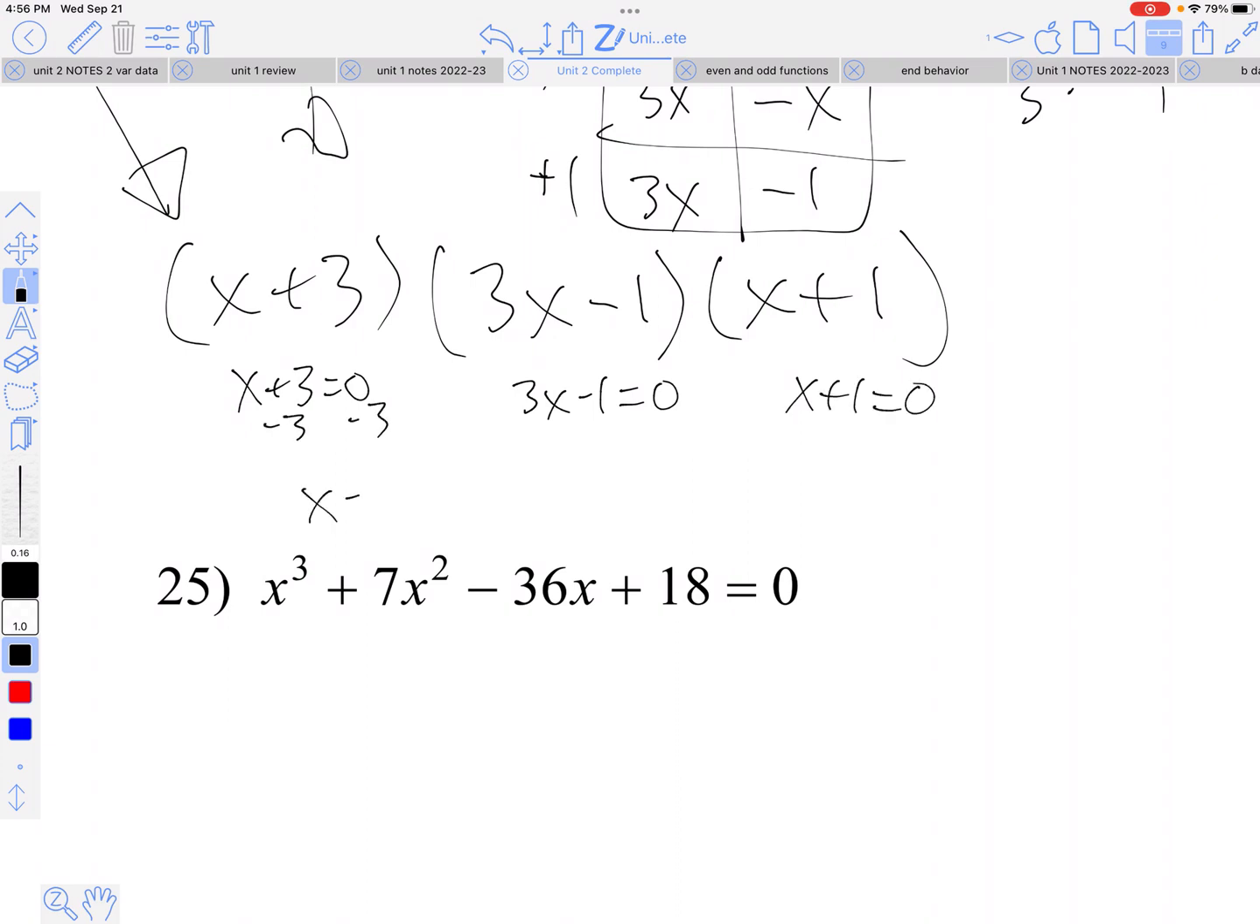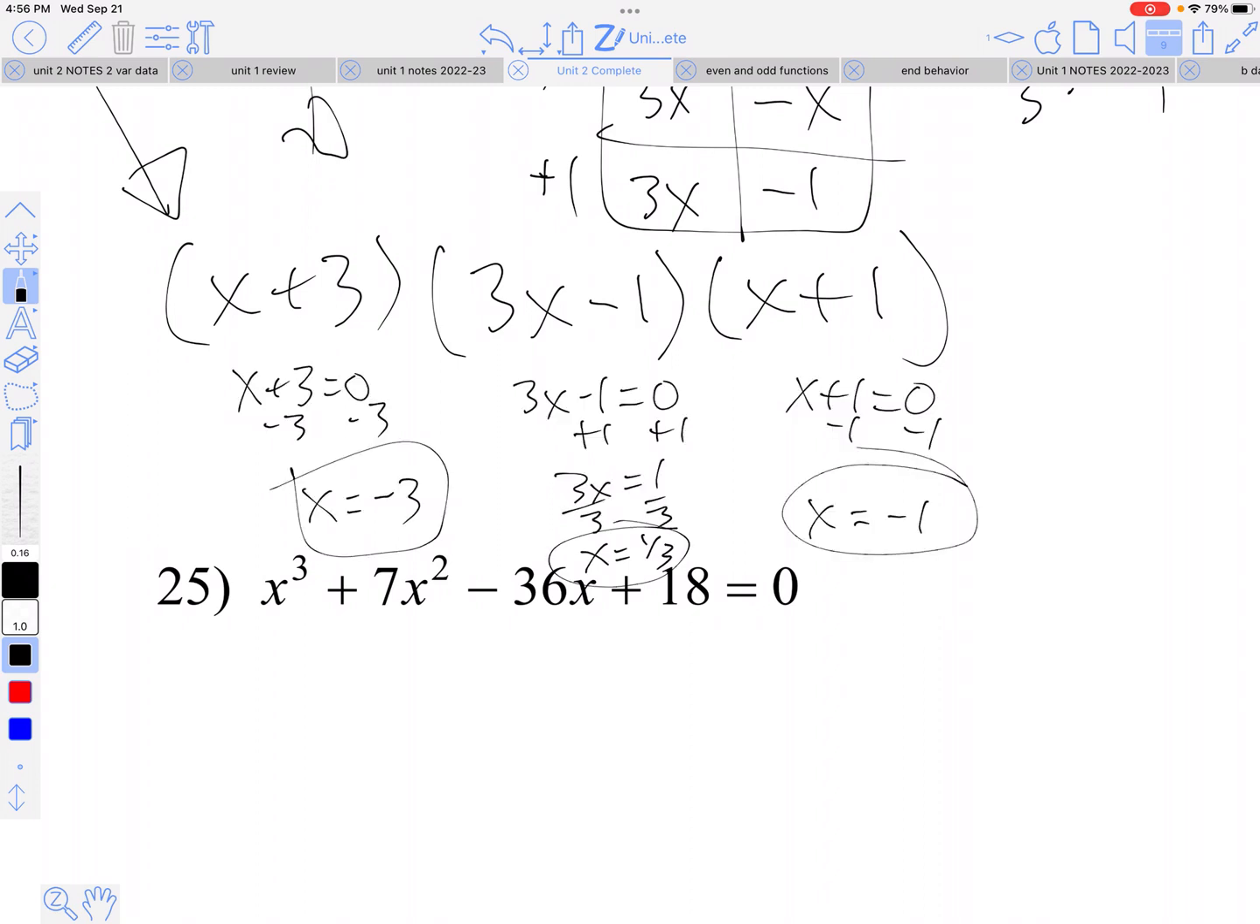Now, remember, we already knew negative 3 was 1, but there it is, double proof. Add 1, 3x equals 1. I'll divide by 3. I'll get x equals 1/3. That's the second solution. And then negative 1.